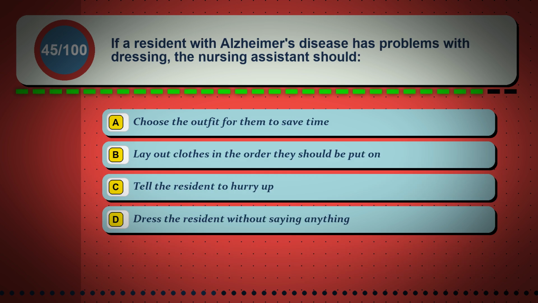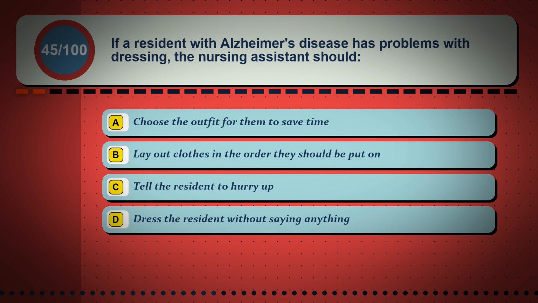Question 45. If a resident with Alzheimer's disease has problems with dressing, the nursing assistant should Option A. Choose the outfit for them to save time. Option B. Lay out clothes in the order they should be put on. Option C. Tell the resident to hurry up. Option D. Dress the resident without saying anything.